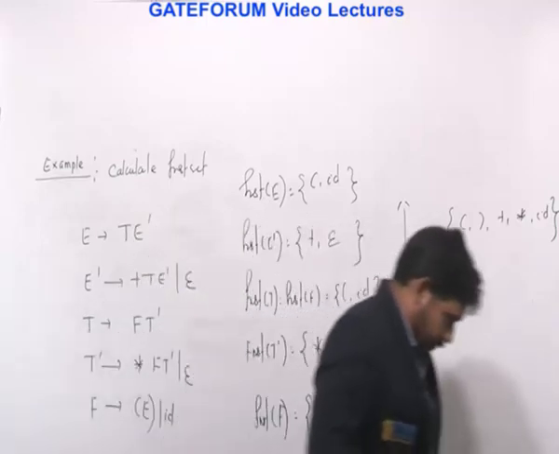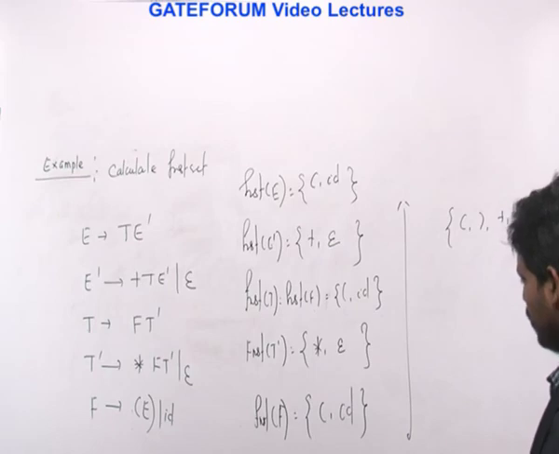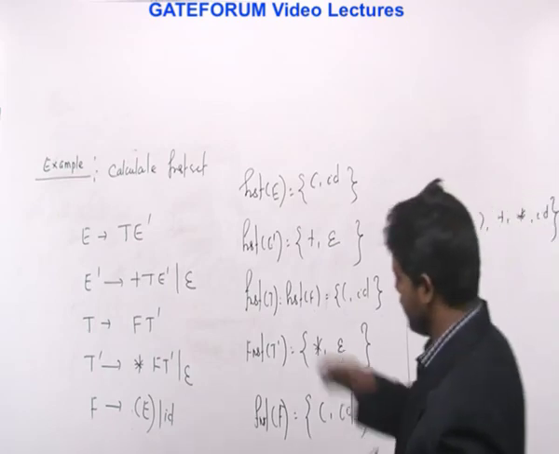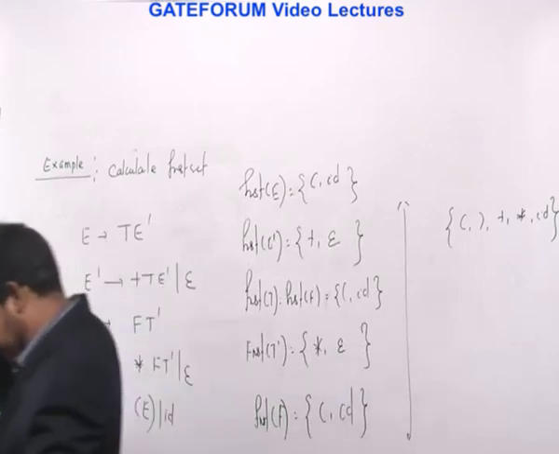So this is the first and follow calculations we were doing, and I just set the rules over there. Okay, and this is the first example. It looks pretty simple in this case.